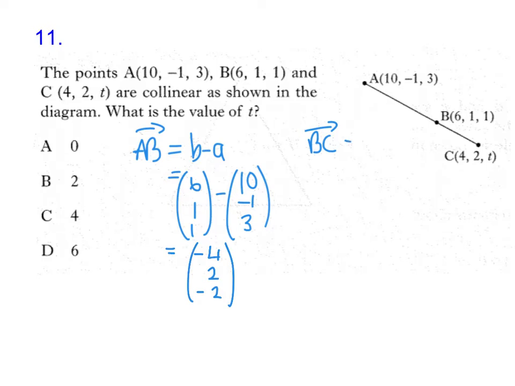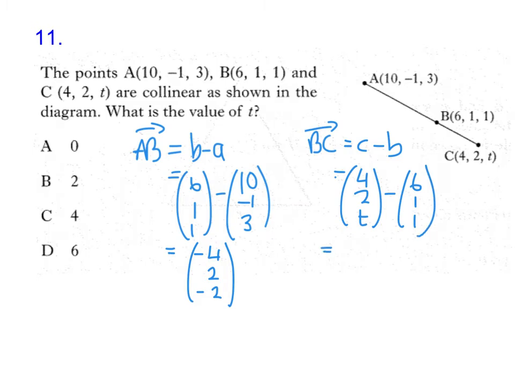And then if I do B to C, that's C minus B. So that gives me (4, 2, T) take away (6, 1, 1). Which gives me minus 2, 1, and T take away 1. Okay, so you'll notice that basically BC is half of AB, right? So BC is half of AB. Do you agree? It is. All those numbers are just half.